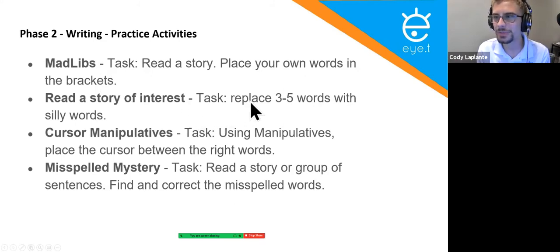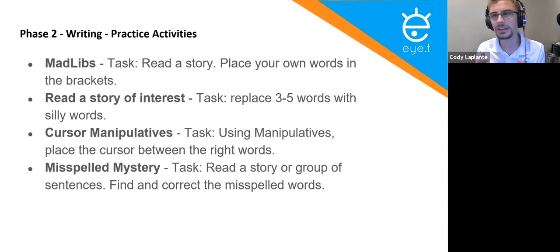The task is to replace 3 to 5 words with silly words, okay? So they read their story of interest and their assignment now is to replace words with silly words, or with different words. It doesn't have to be silly. But what does that make them do? Well, it makes them use their reading commands to read the story. It makes them find a word, word by word, that they want to replace, put their cursor in the right spot, delete the word, and put a new word in. It's a lot of things. And you can delete or modify that as you need to, right?